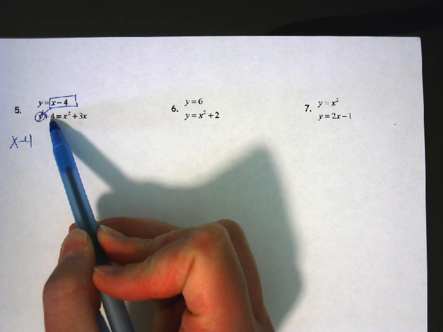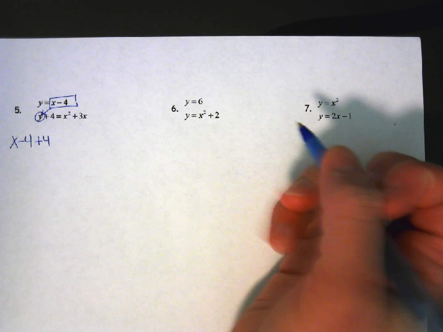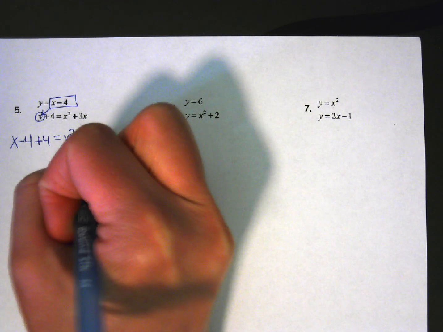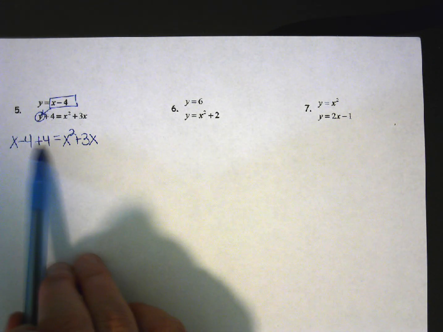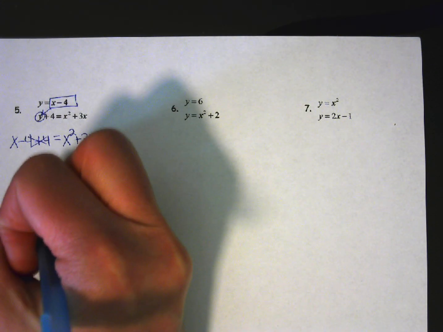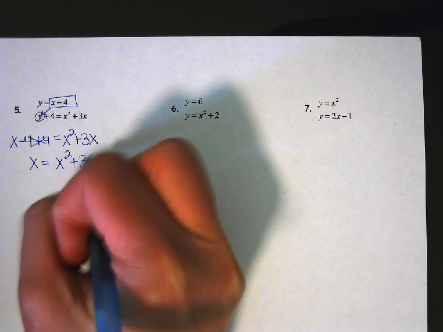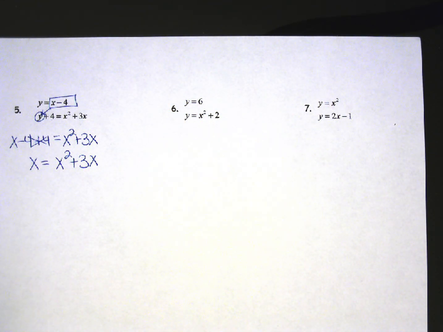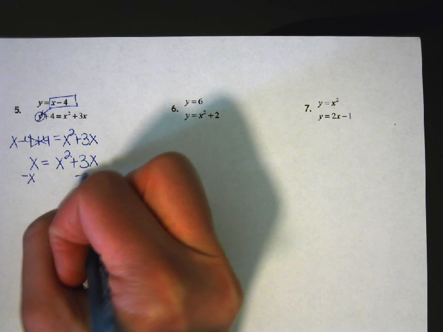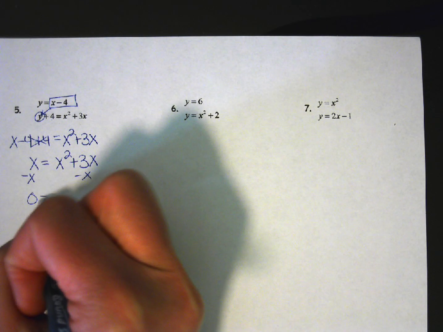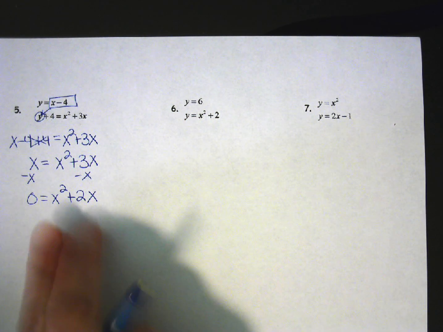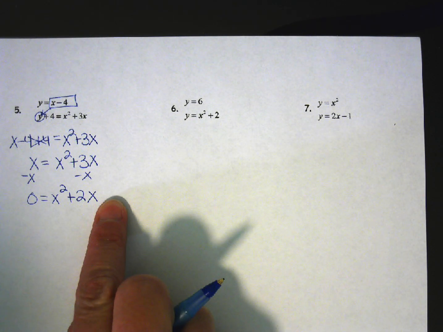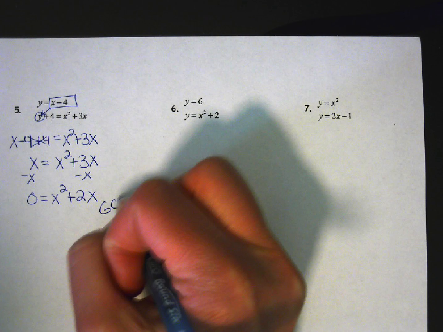x minus 4 in place of the y, then you still have to do the plus 4, and then you have x squared plus 3x. Do you see how, again, I just had to replace that front part? Now these would cancel each other out, so you would just have x equals x squared plus 3x. Then I would move this single x to the other side. So I would get 0 equals x squared plus 2x. Now, this is only 2 terms, and there's no constant. So I would just pull out the greatest common factor if it was me.